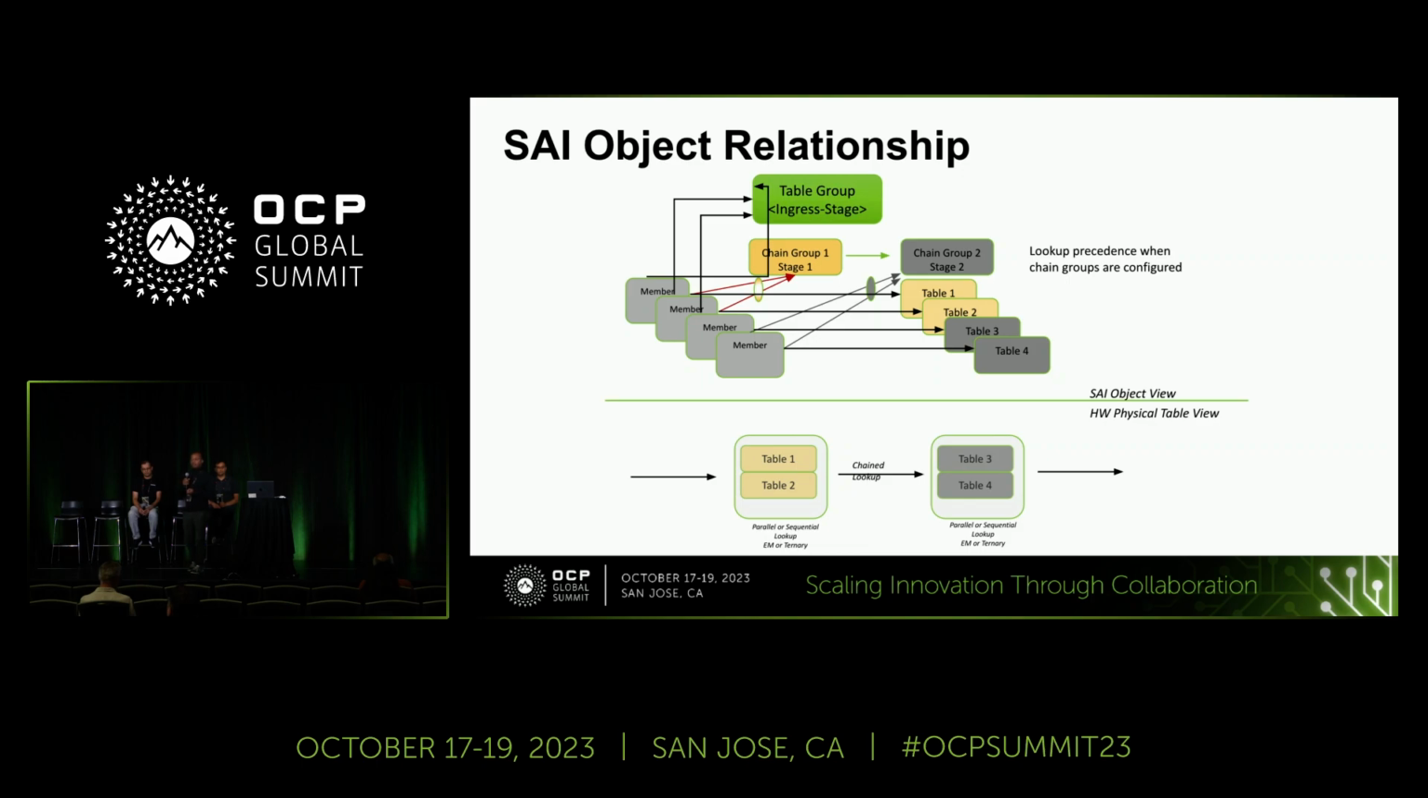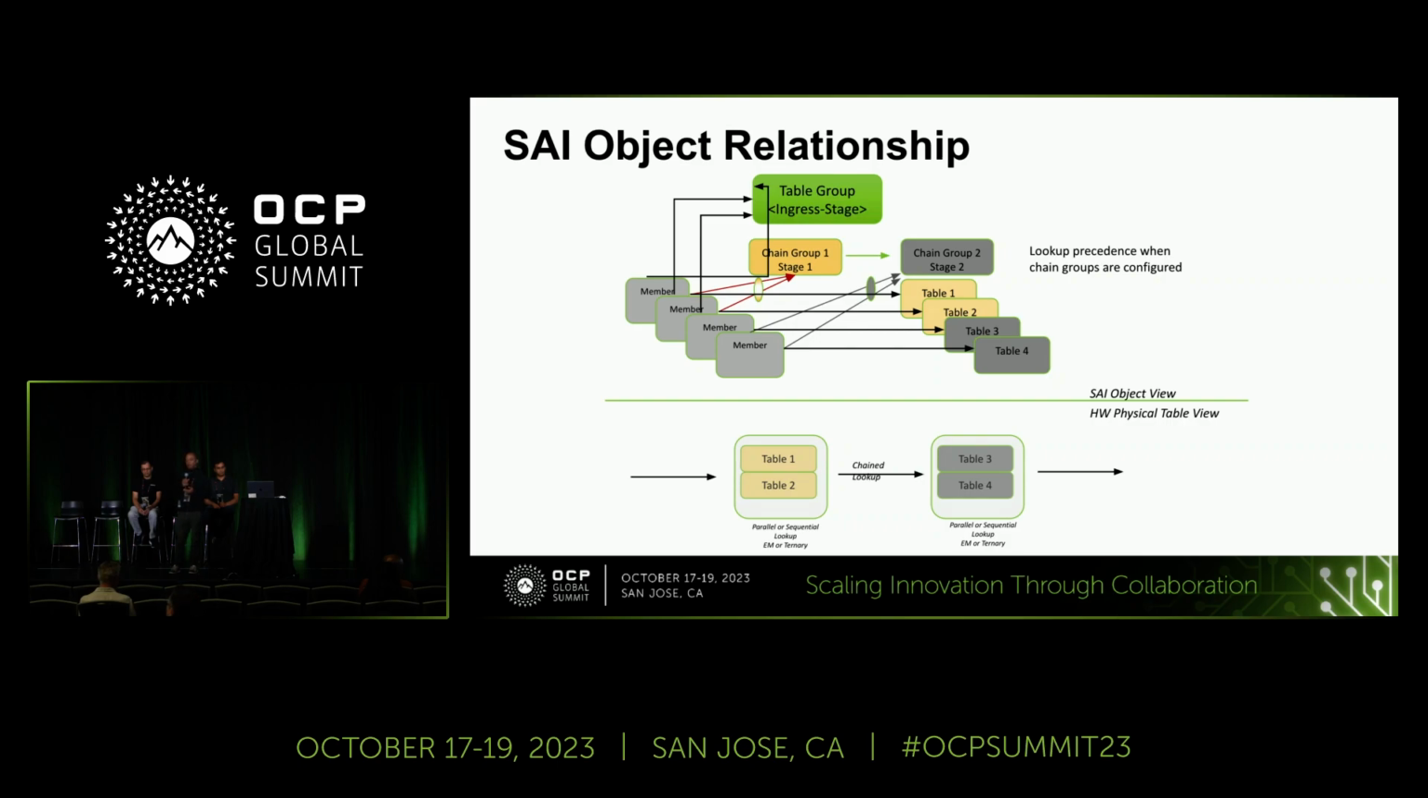So this is a high level relationship within the SAI. If you see, there's a table group which already exists. Table group has members, which is also an existing object. And what we have created is a concept of chain group. And chain group, as I said, is a soft object, a soft representation. It is pointed to by multiple table group members, and each member can only be part of one chain group. So those are certain restrictions we have put.